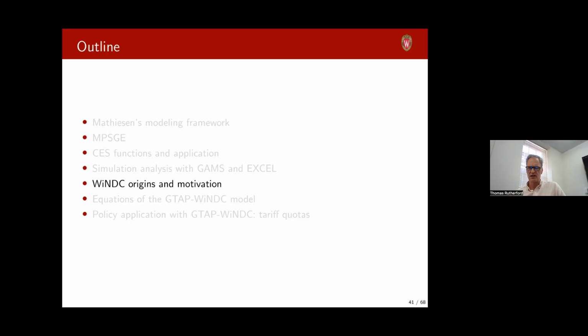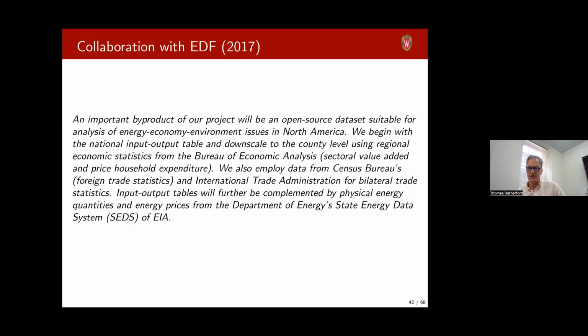And then I'll talk a little bit about policy applications with GTAP WiNDC for tariff quotas, just to show you how to set up and run the model. And this is basically just explaining our latest release, which should be up in the next week, and has the simulations I'll go through today.